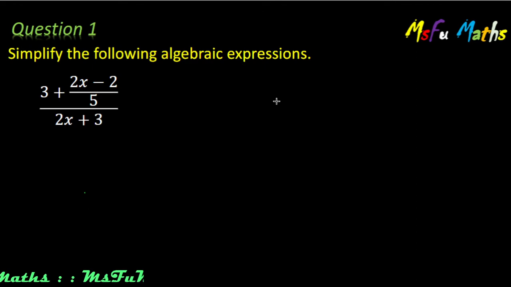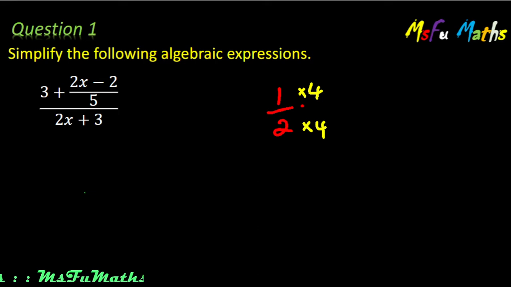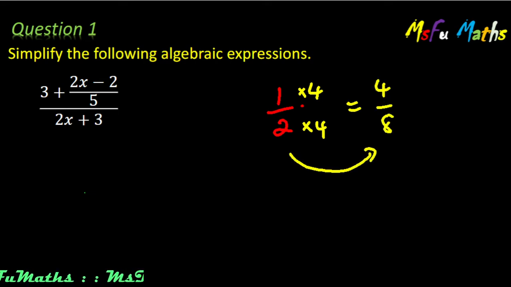For example, if you have a fraction like 1/2, we can change the form by multiplying it by 4 over 4. So this is equal to 4/8. The values are the same, isn't it? So we can change the form.